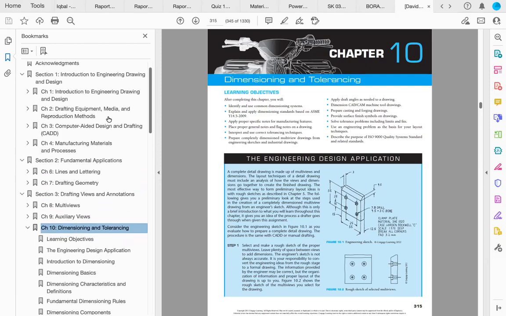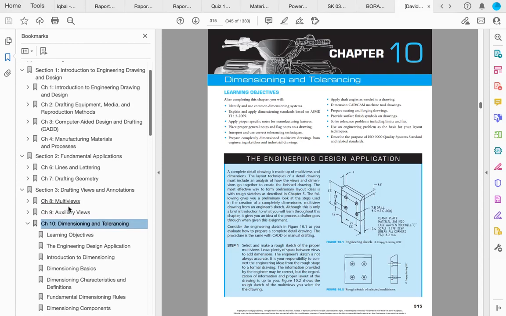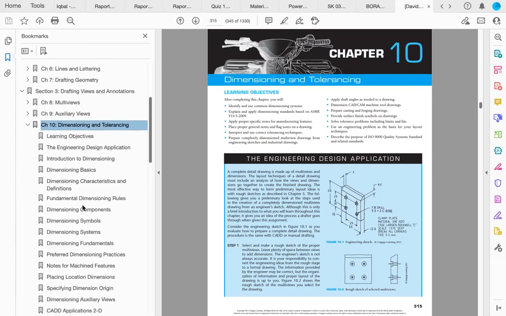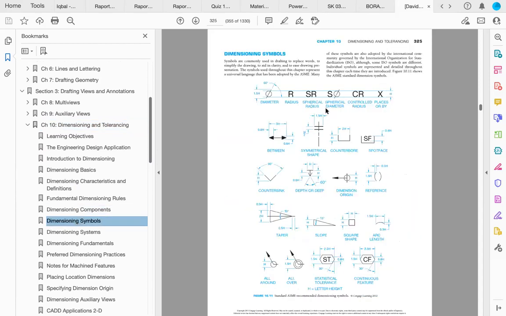From the beginning we learned about the introduction to engineering drawing and design. After that we learned about units. Last week we learned about dimensioning and linear tolerance. Then there are some applications, and now we learn about dimensioning and tolerancing, so all the symbols and components are here.